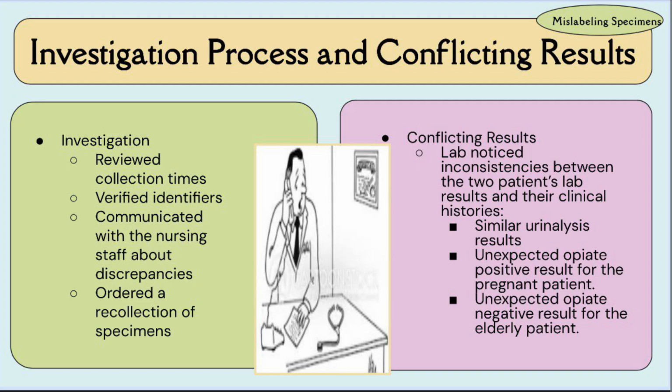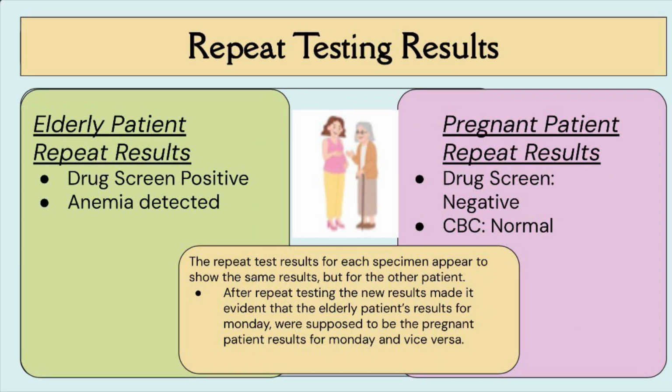When repeat testing was performed on Tuesday, the results reversed. The elderly patient tested positive for opiates, while the pregnant patient tested negative for them. This confirmed that the original drug screen results had been associated with the wrong patient.